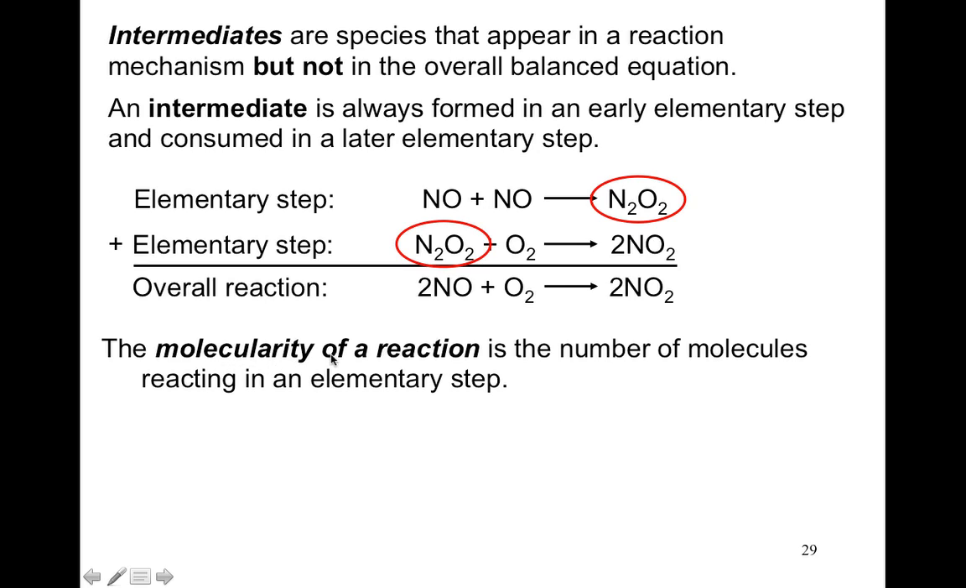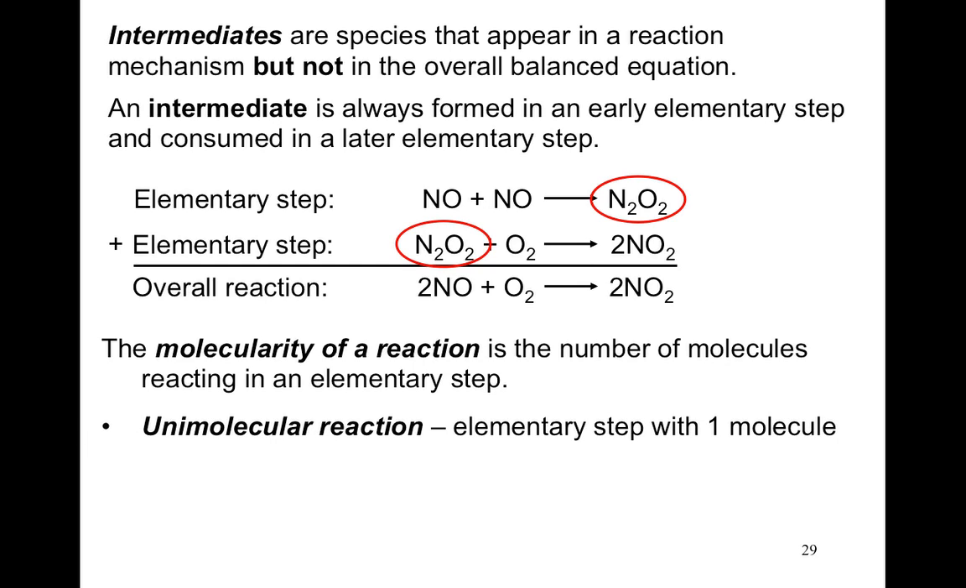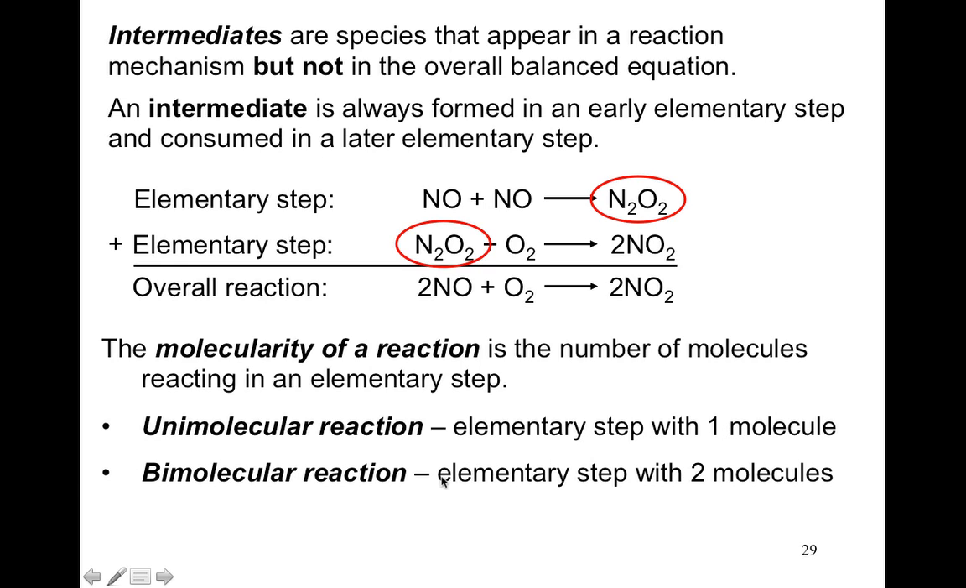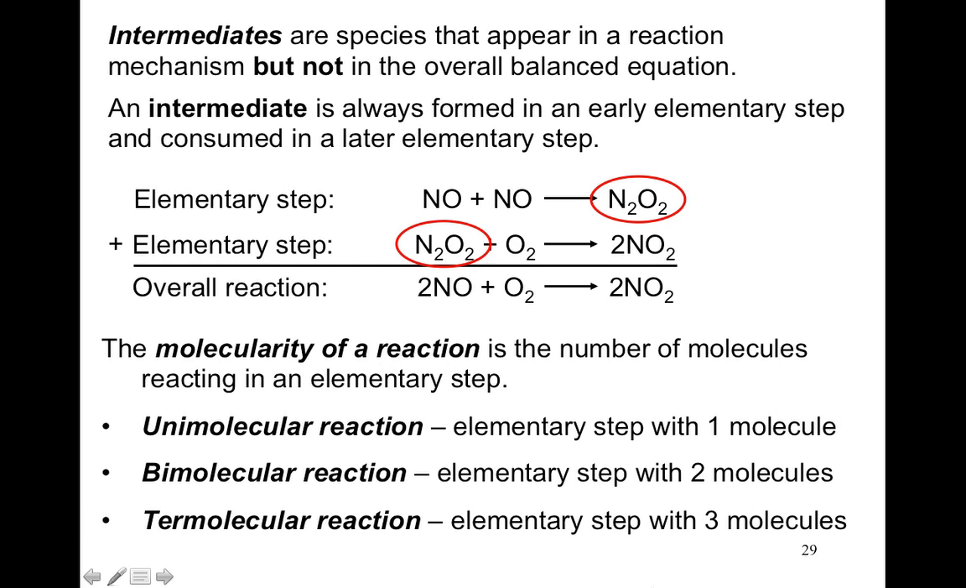So this gives us this odd term, molecularity. The molecularity of a reaction is the number of molecules reacting in an elementary step. A unimolecular reaction is an elementary step with only one molecule. A bimolecular reaction is an elementary step with only two molecules. And a termolecular reaction is an elementary step with three molecules. So here we have one, two, three, termolecular, all sorts of odd terms.